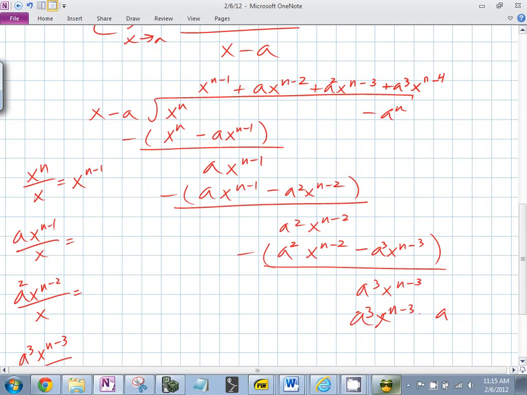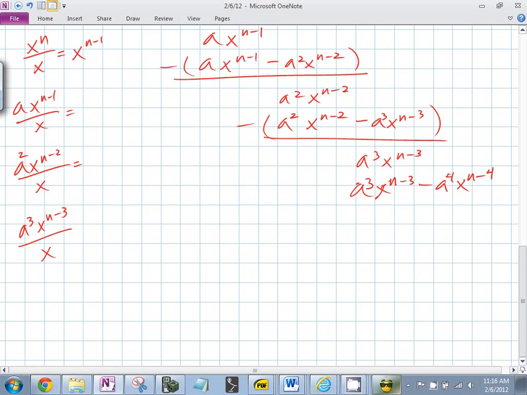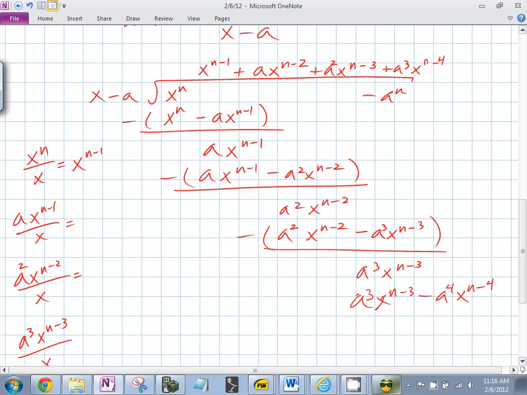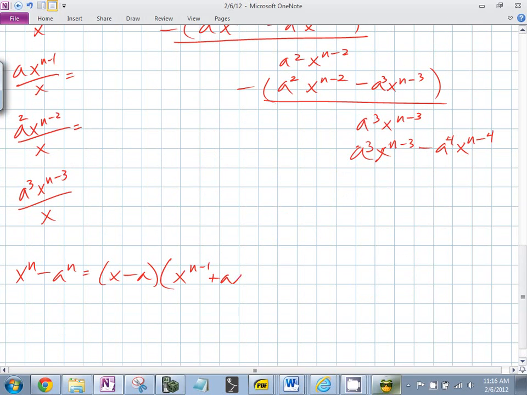N minus 4, right? So this is going to keep going, correct? Do you agree that this is going to keep going? So what we're basically saying is this. We're saying that x to the n minus a to the n is equal to x minus a times this really long thing we're coming up with, which is what? X to the n minus 1 plus ax to the n minus 2 plus a squared x to the n minus 3, a cubed x to the n minus 4.